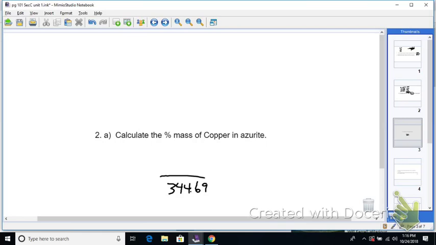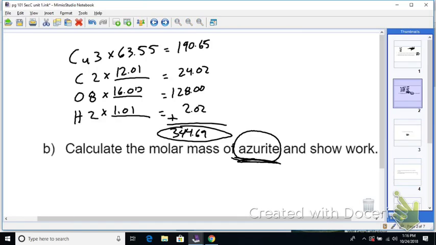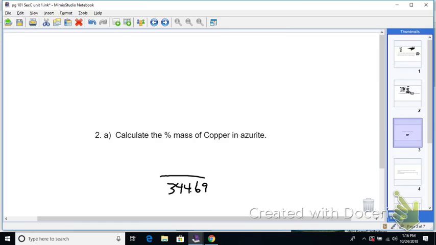So what you do is you take the total, and you would take the 190.65 divided by the total times 100. What did you guys get for percent? 55.3%. So that would have about 55% copper in it. A little over half of its weight is just copper atoms.